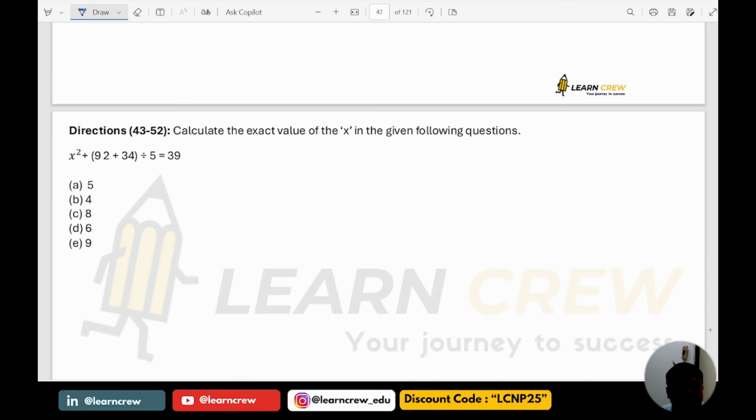Now questions 43 to 52 are based on simplifications. So 9 square plus 34. It is not 9 into 2, it is 9 square. 9 square is 81. 81 plus 34 is 115. 115 by 5 is 23. x square plus 23 is equal to 39. Thereby x is 4.